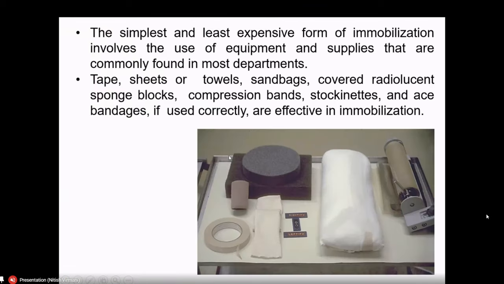There are some other immobilization devices we use. The simplest and least expensive devices involve supplies commonly found in the department. Which are those devices? Those devices are tape, bed sheets, towels, sandbags, radiolucent sponge blocks, compression bands, and the ACE bandage, etc. We can use these as immobilization devices.